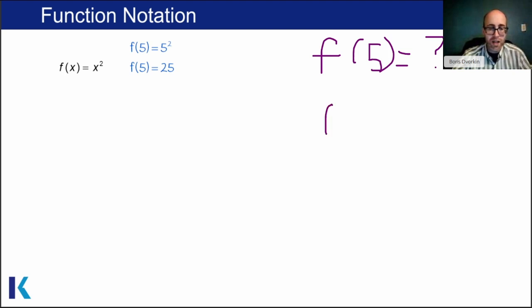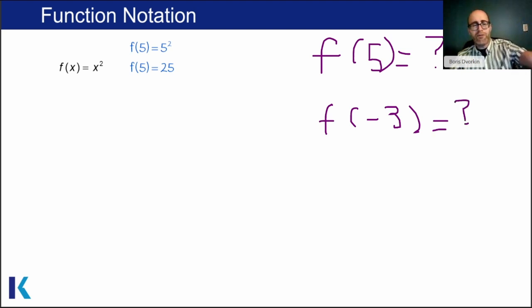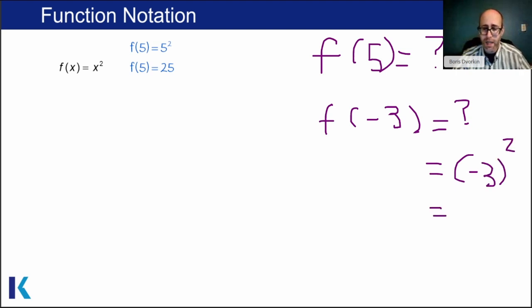Let's try that again. Let's just say, for example, f of negative 3. Let me know in the chat, folks, what is f of negative 3 in this particular function example? Well, once again, we do substitution. We replace all of the x's with negative 3's. Negative 3 squared is 9. So f of negative 3 would be positive 9.